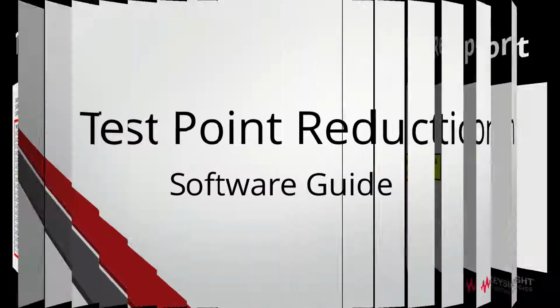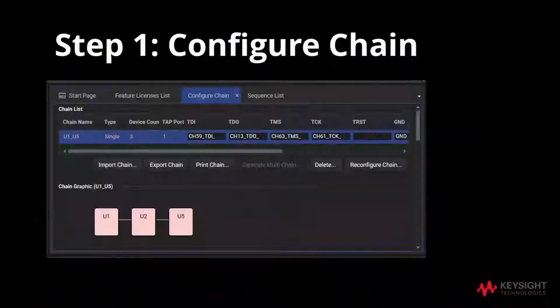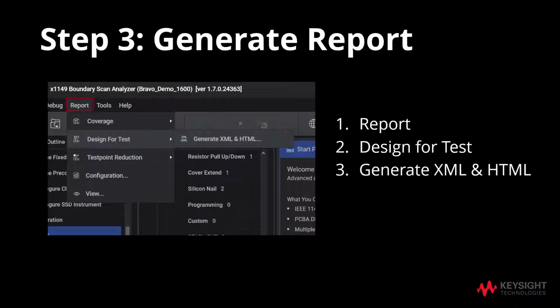We will now proceed to test point reduction software guide. Firstly, start by initiating the configuration of chain. After configuration of chain, generate all the tests. Following that, click on Report, Design for Test, and lastly, generate XML or HTML.